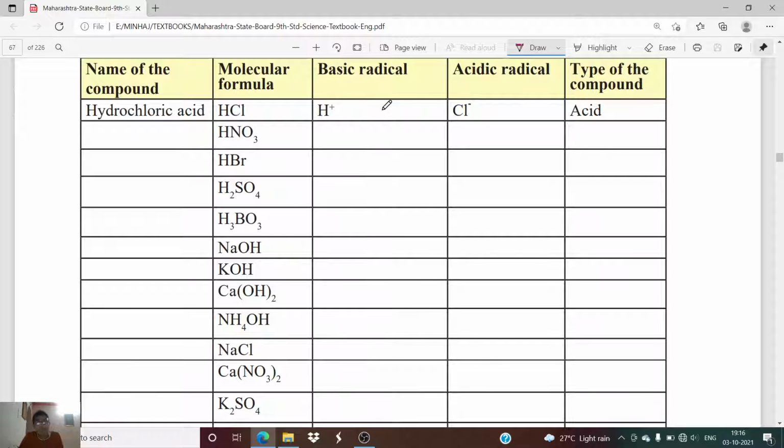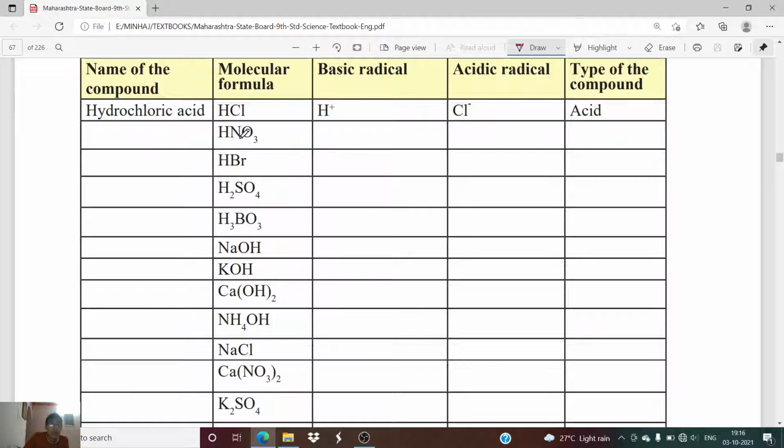As hydrogen has a positive charge, that means it has donated one electron to chlorine. So the ion or the element which is going to give its electron to another element will carry a positive charge, and the element or the ion which is going to receive the electron is a negative ion or an anion. Now this negative ion is the acidic radical and the positive ion is the basic radical.